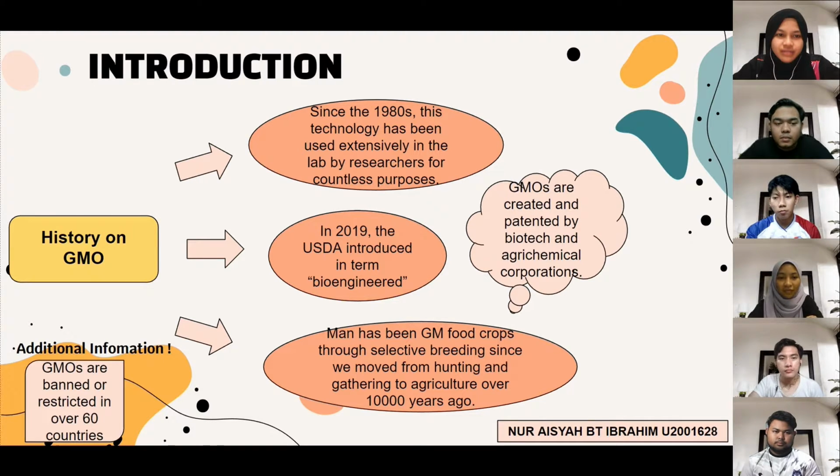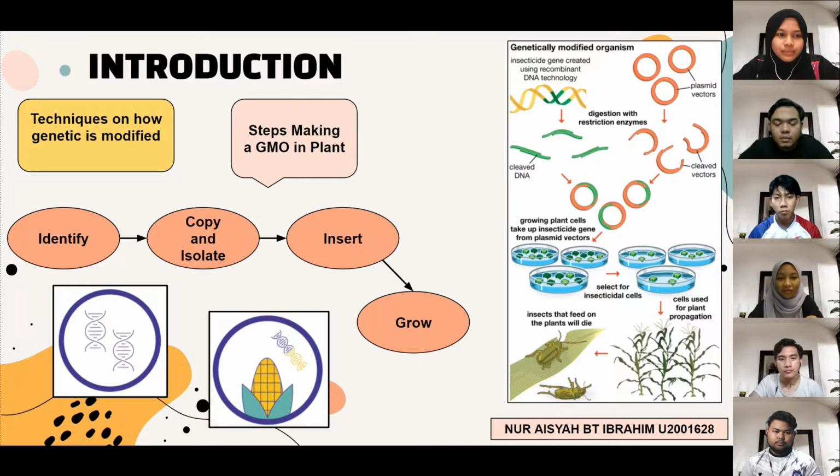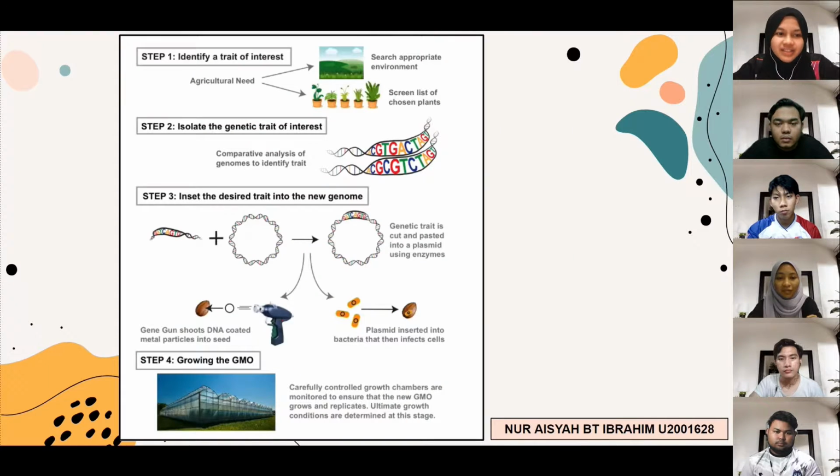Let's continue this presentation with the technique on how genetics is modified. These are the basic steps of making GM plants. Firstly, the researchers identify the traits of interest. Traits of interest refers to the traits that we need. Second step, the researchers isolate the genetic traits of interest. Then the third step is the process to insert the desired traits into the new genomes. And the last step is growing the GMO in growth chambers.